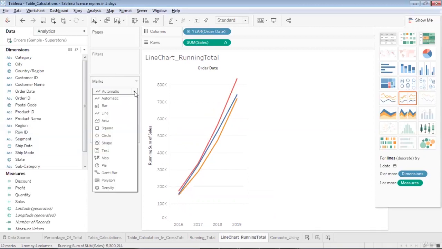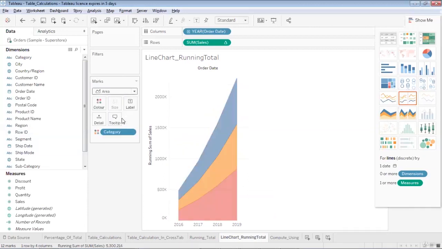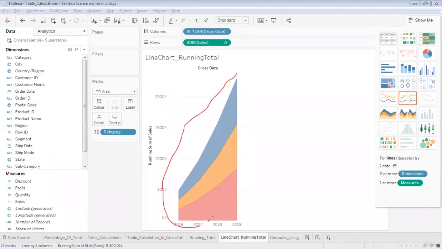Now I'll straight away go over here and convert it into an area chart. So over here, using the running total table calculation, I have been able to create a line chart, and that I converted into an area chart. So in this way, I've got this beautiful area chart with me.